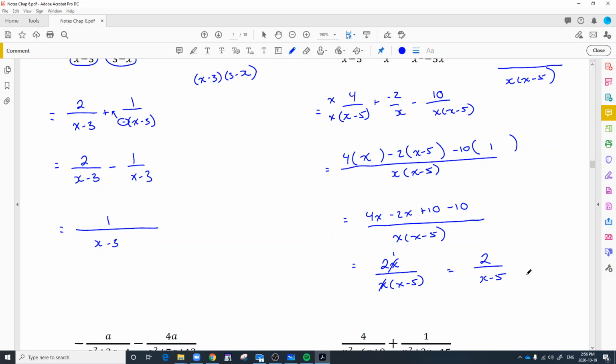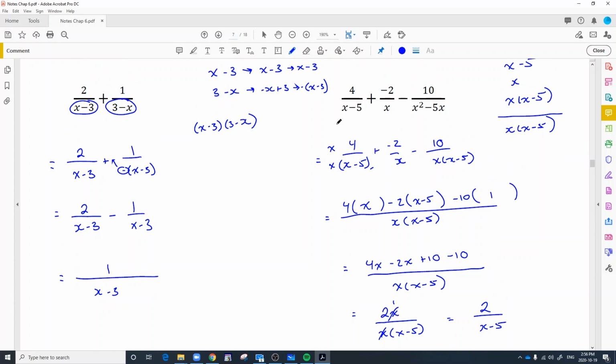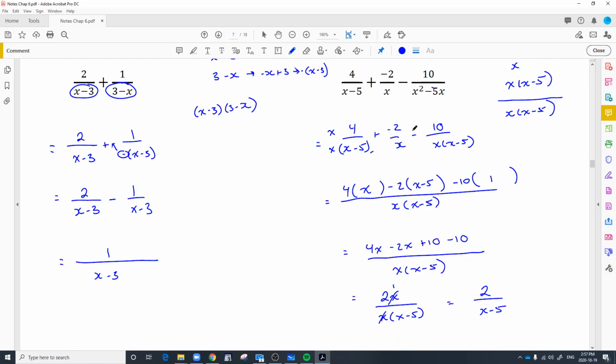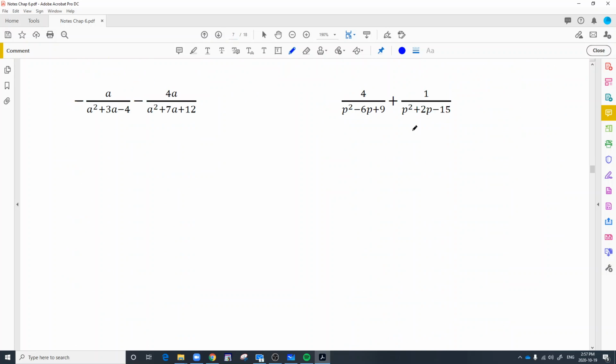And don't forget, these are a lot of work, but you can always check. Don't choose a 0 or a 5, but if you plug any other number in for x up here, and then again down here, you should get the same value because this is a simplified expression of your original. All right, last couple, and then we're going to be done 6.2.